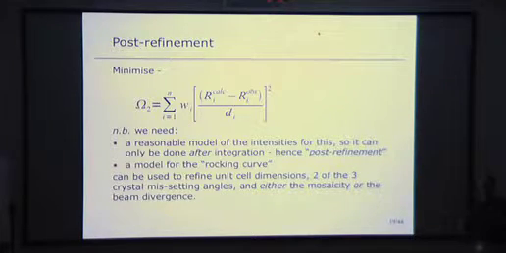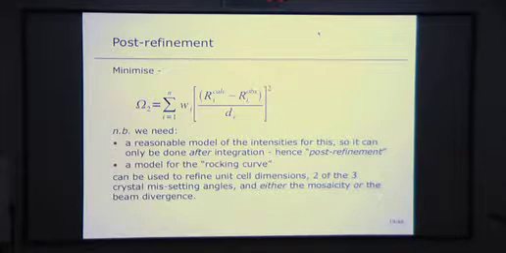And the rocking curve is a model of how the intensity of a spot changes as it passes through the reflecting condition. In other words, how that reciprocal lattice point is passing through the Ewald sphere. And various rocking curves are being used, and it doesn't really seem to make much difference what model rocking curve you use for this.